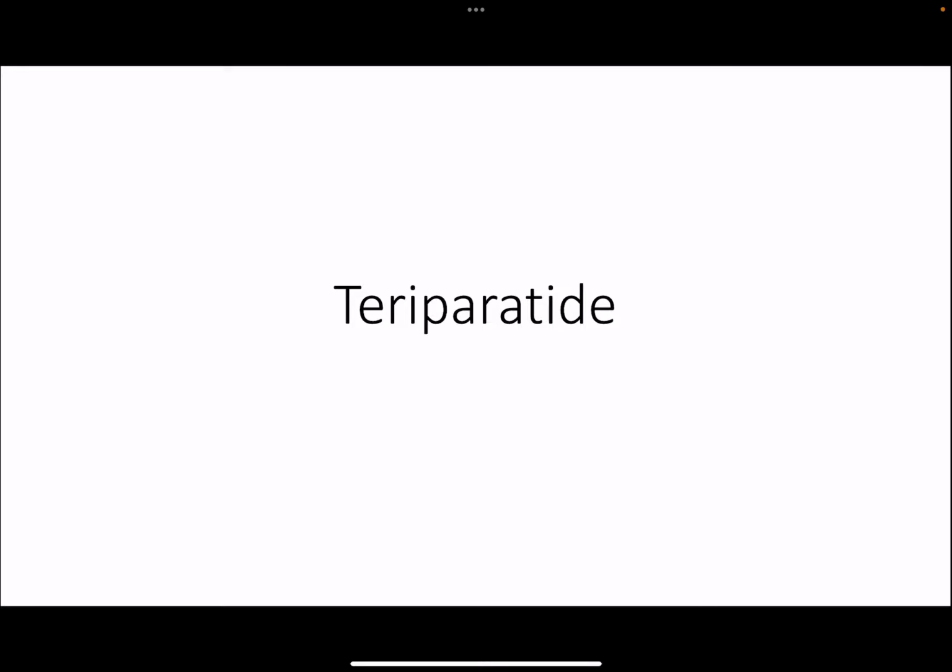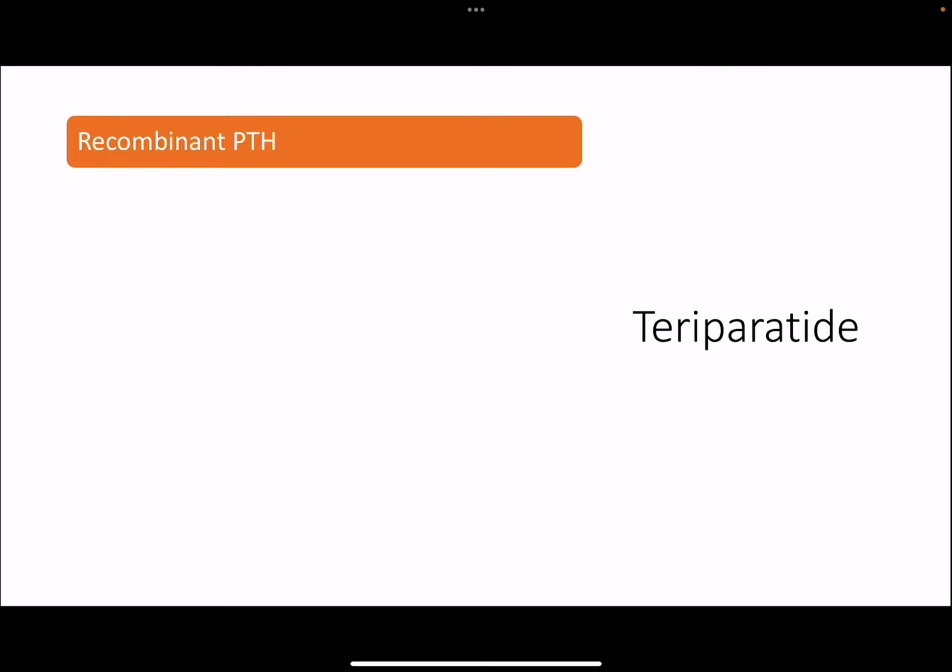So welcome back again. Teriparatide basically belongs to the drugs which can regulate the calcium levels. As the name suggests, paratide is related to the parathormone. Teri, you can remember it as re, it is a recombinant. It is a recombinant parathyroid hormone.